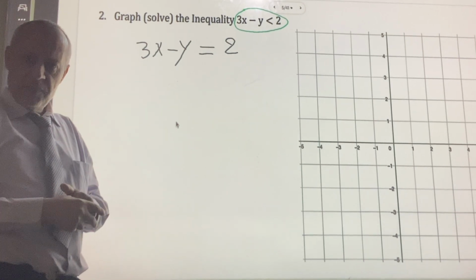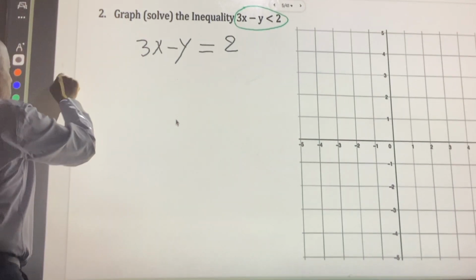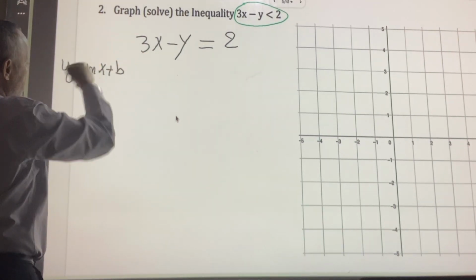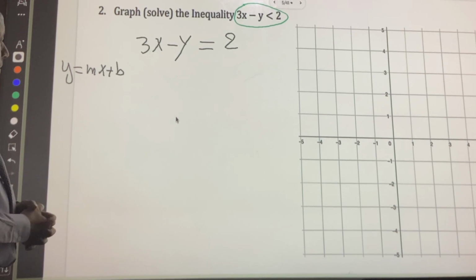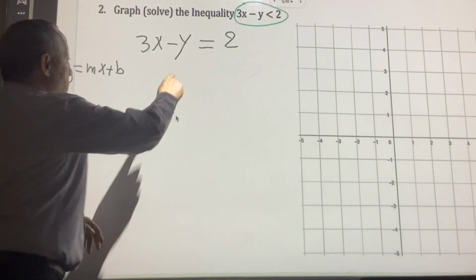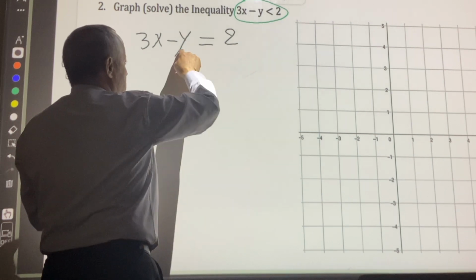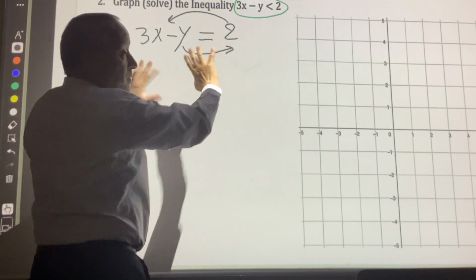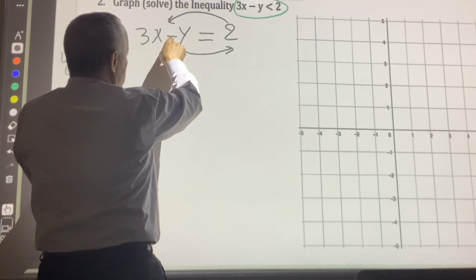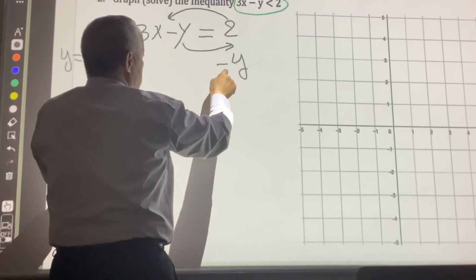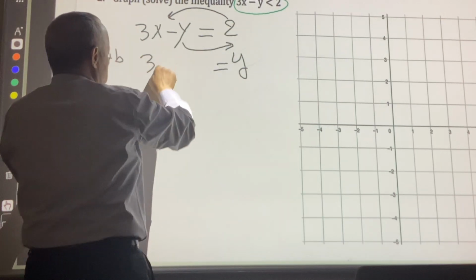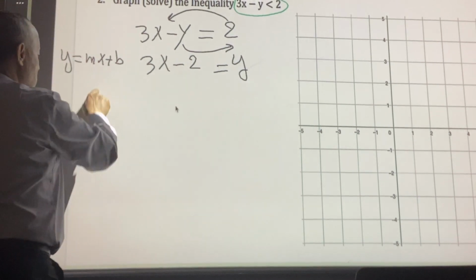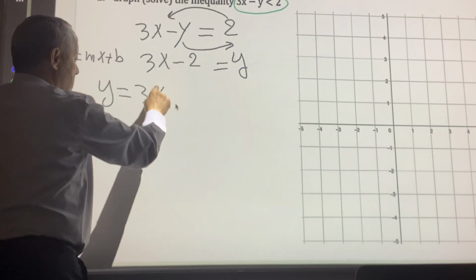y equals mx plus b. So we write it in this form, y equals mx plus b. How to change this to this form? We move the y and we move the 2, by subtraction. If you subtract negative y, you get y. If you subtract 2, you get negative 2. So you get 3x minus 2. Let's put y first: y equals 3x minus 2.